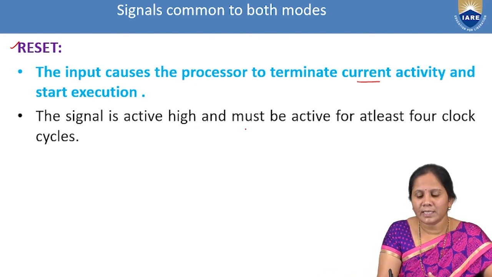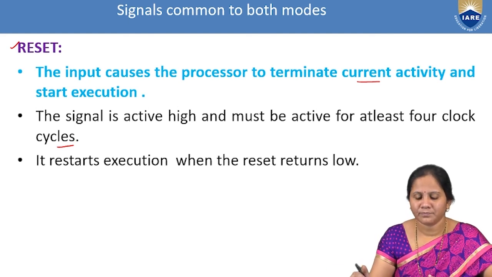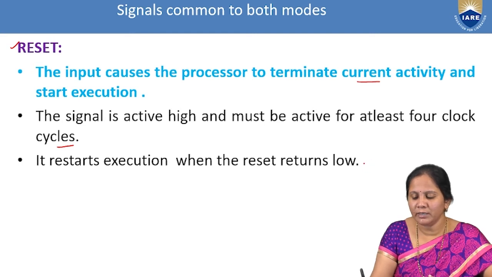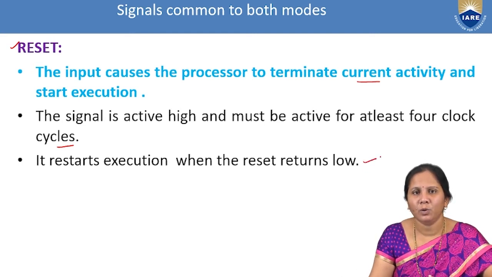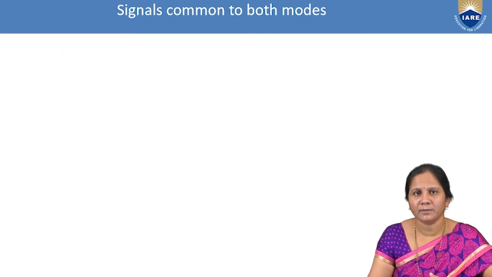Now, the signal is active high and must be active for at least 4 clock cycles, because the bus cycle requires 4 time states. It restarts the execution when the reset returns low. So it will also be internally synchronized.